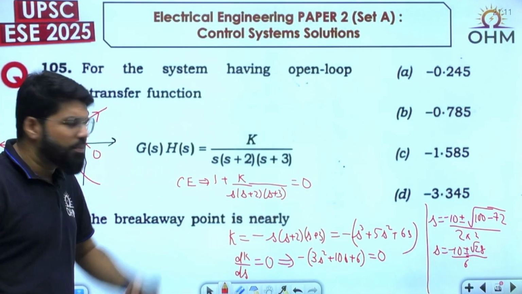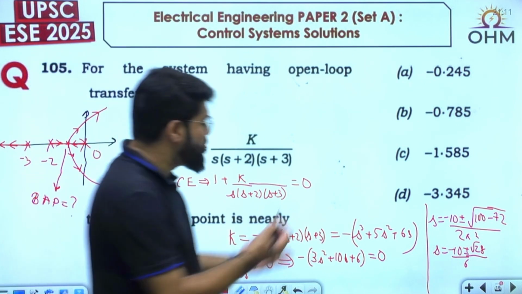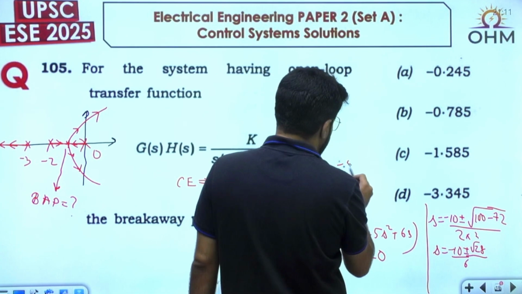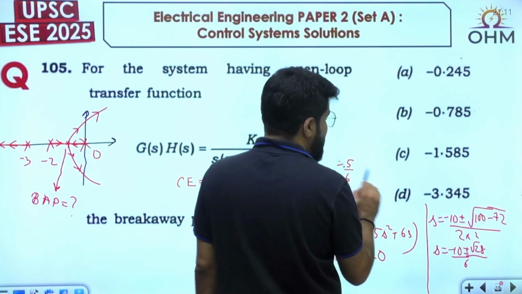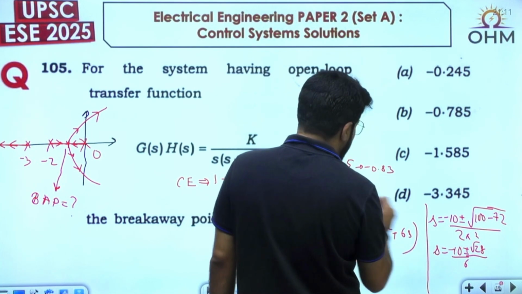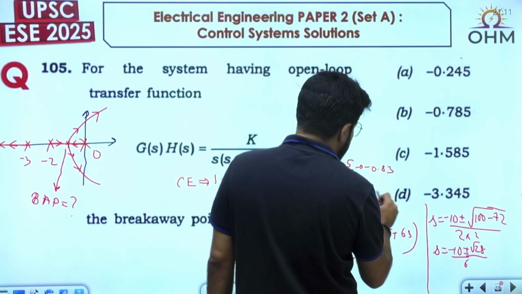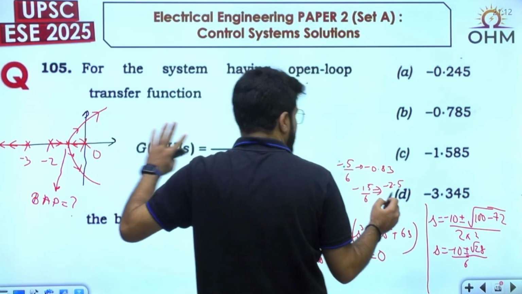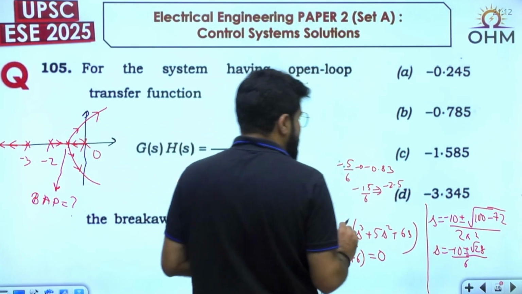So which now you can approximately guess as 5. Okay. We have to just match the option now. Okay, so minus 10 plus 5, okay, minus 5 by 6. Minus 5 by 6 is minus 0.83. Okay, and the other one will be minus 10 minus 5, which is minus 15 by 6. Minus 15 by 6 is minus 2.5. It has to be between 0 and minus 2. Okay, it has to be between 0 and minus 2.